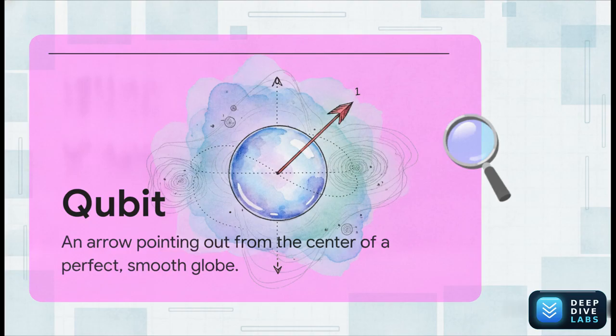But here is the true quantum secret, the thing that changes everything. That arrow is allowed to point absolutely anywhere on the surface of the globe. It's not just stuck pointing straight up or straight down. Those everywhere else spots, those are the famous in-between states.